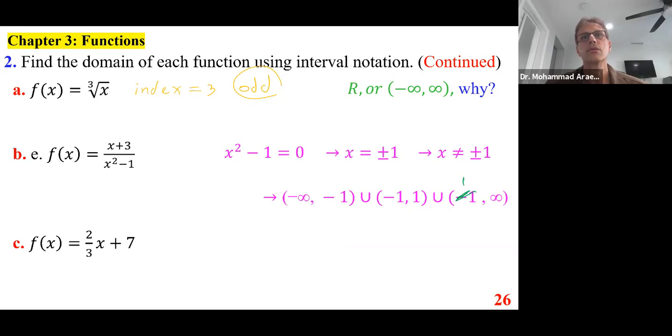Okay. So with that being the case, let's look at the last one. F of x is 2/3 x plus 7. Domain, all real numbers. Why is that? It's a linear function.